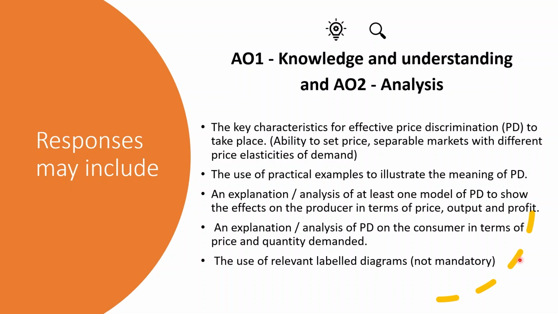What can be the effect on consumers? On the consumer side, price discrimination can mean paying different prices for the same product, which will depend on individuals' price sensitivity. Now, here you have achieved the first two objectives of AO1 and AO2.